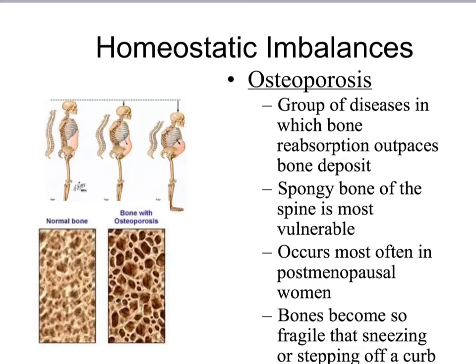Osteoporosis is a group of bone diseases in which bone reabsorption is outpacing bone deposit. So the spongy bone of the spine is the most vulnerable, which is why you tend to see elderly people with a hunchback, and it occurs most often in postmenopausal women. Bones become so fragile that even sneezing or stepping off a curb can cause the bones to break. So this is when making sure you are properly taking care of yourself is critical.